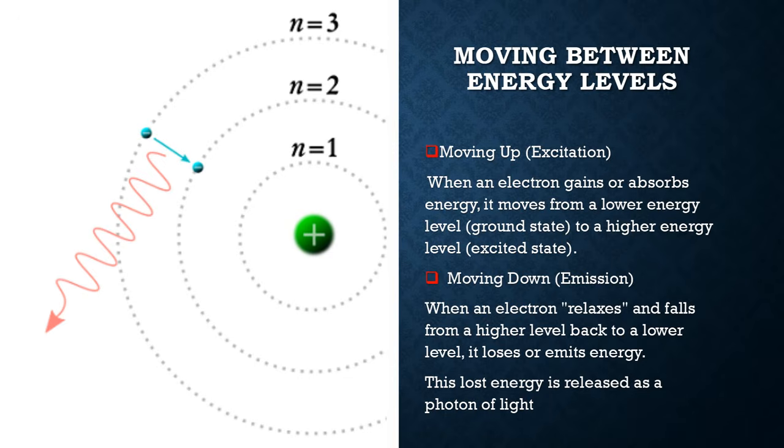When an electron gains or absorbs energy, it moves from a lower energy level, the ground state, to a higher energy level, the excited state. When an electron relaxes and falls from the higher level back to the lower level, it loses or emits energy. This lost energy is released as a photon of light. This is what is being used to show us the photon of light.